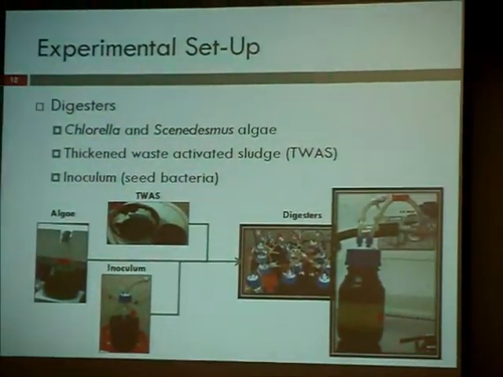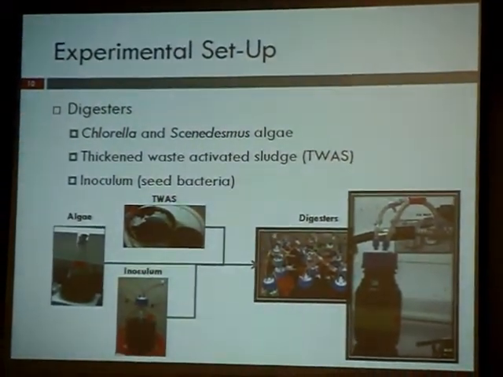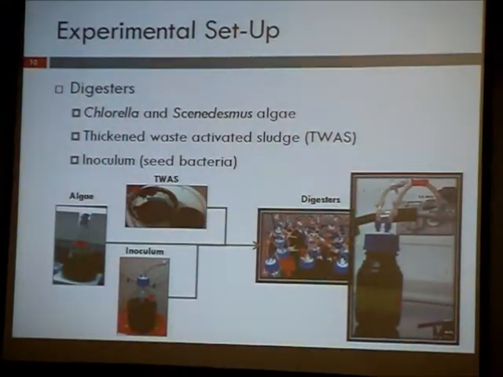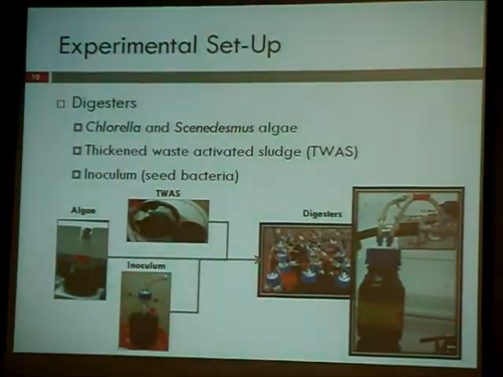So we added our algae, our thickened waste activated sludge, or TWAS, and our inoculum, which is our seed bacteria, to the bottle, and then we purged them with nitrogen gas through the tubing to create an anaerobic environment free of oxygen. We then covered our bottles with a can koozie, so you know, the thing that you use for your beer or your soda, and some electrical tape to inhibit the light interaction with the algae. Then we put our bottles into an incubator, which is all dark as well, and a shaker, which took them at 150 rotations per minute for all of our tests.